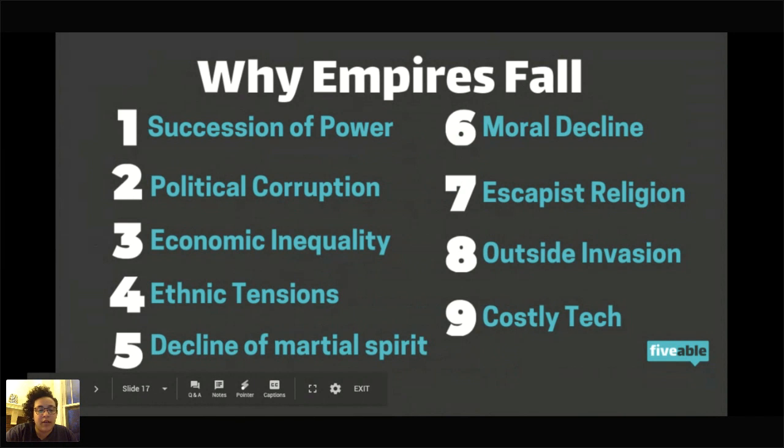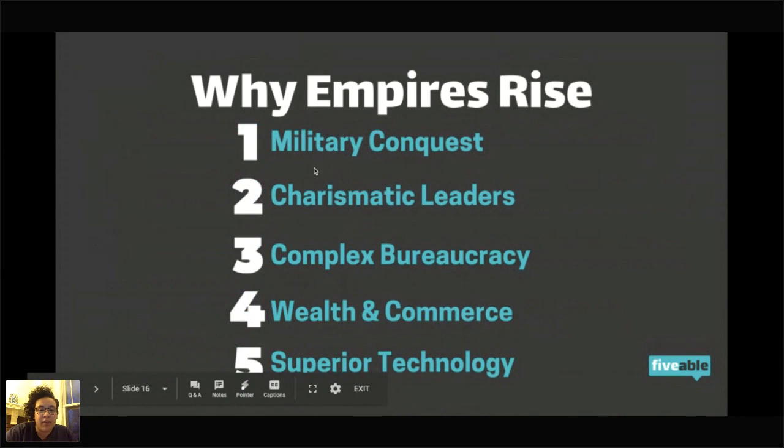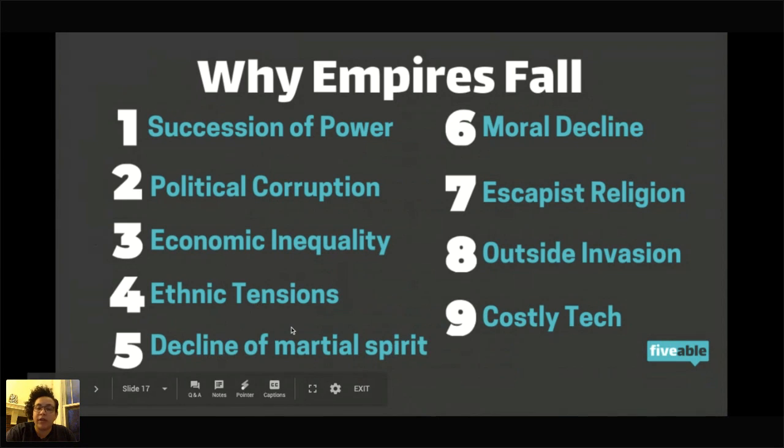So if you go back to this, if you have to have military conquest in order to rise, that means you need a strong army. So if you don't have people who are willing to fight for you, then you can no longer be an empire. You can't defend your people.